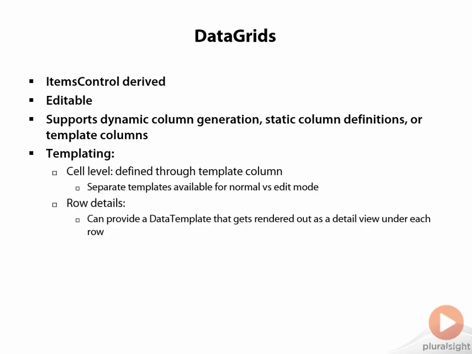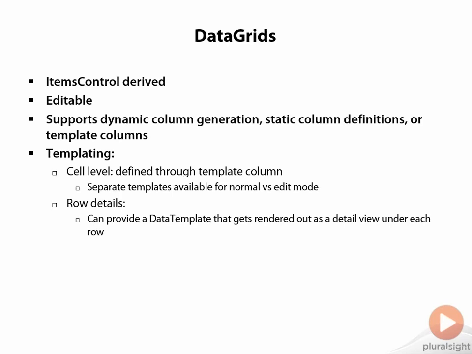Templating really comes in at two different levels. For the column level, it really amounts to cell level. You define a template column, and that's specifying the visual structure of each cell within that column. There are separate templates that you can set for normal versus edit mode, in case you want to toggle, for example, render something as text when you're not in edit mode, and then switch to a combo box when you are in edit mode.